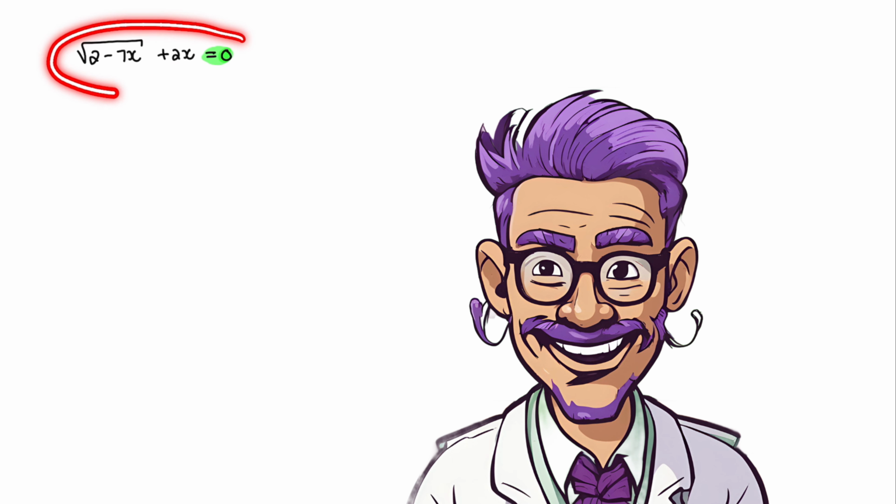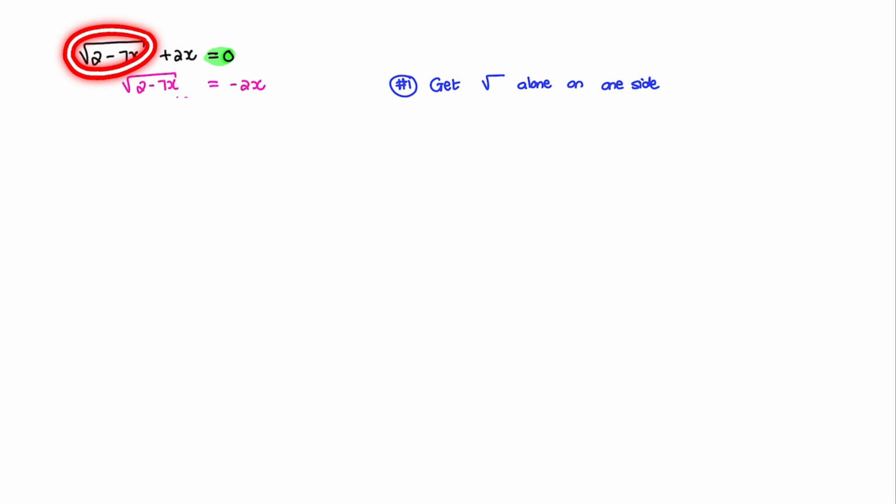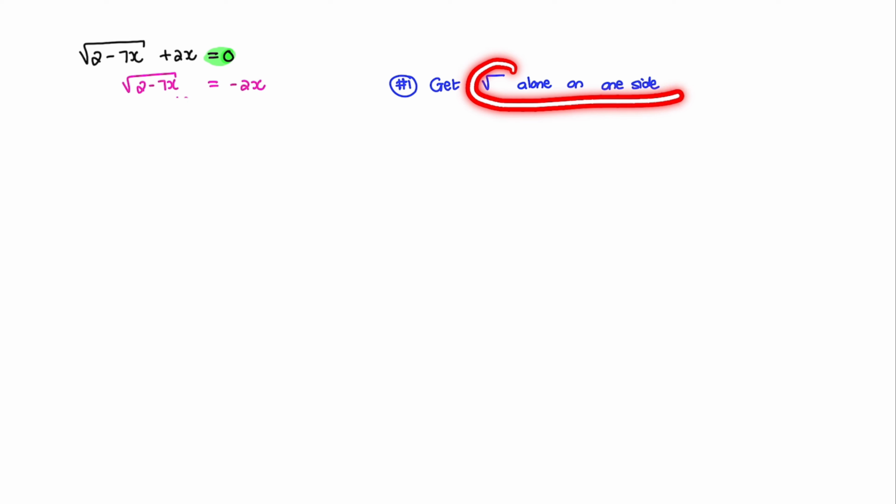And in this video, we want to solve for x. So we are given the square root of 2 minus 7x, plus 2x, is equal to 0. Our first step is to get the square root alone on one side. So what we would need to do is move the plus 2x to the right-hand side, and that becomes negative 2x. So remember the first step, get the square root alone on one side.